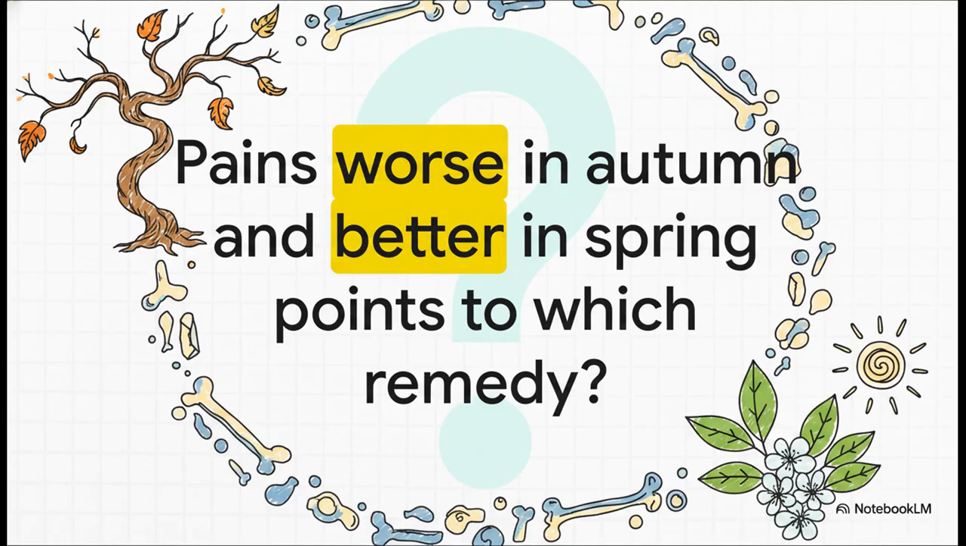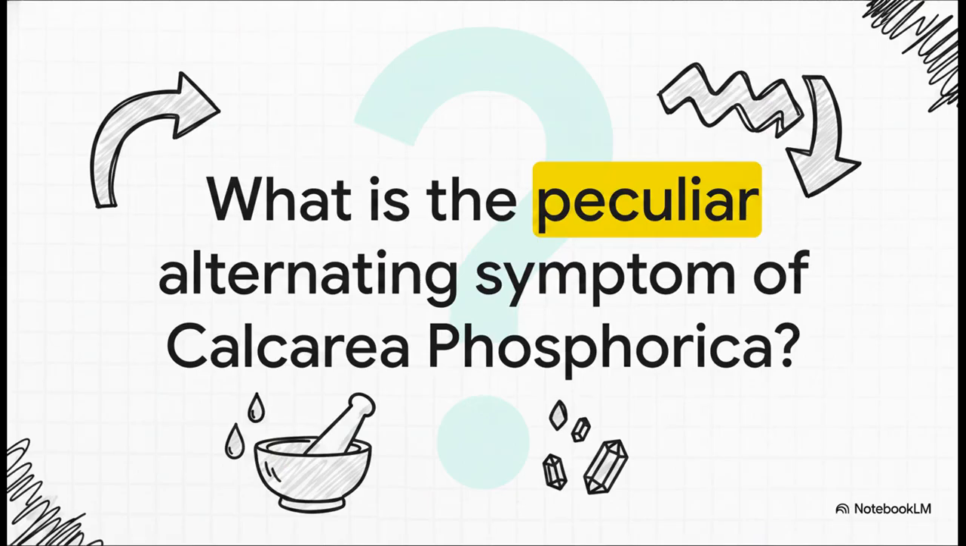In question 4, this one is all about the modalities. So a patient's rheumatic pains consistently get worse when autumn begins and they go away in the spring. This strong seasonal pattern points to which remedy? All right, last question. Remember that really peculiar alternating symptom that Alan mentions for Calcarea Phosphorica? What is it? This is a straight-up test of your keynote recall.